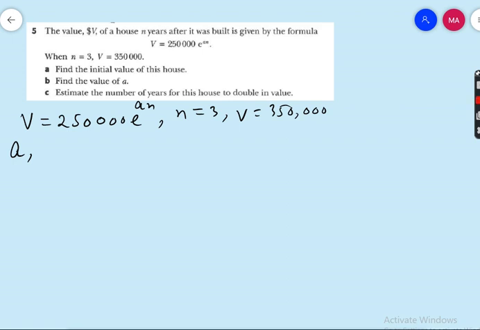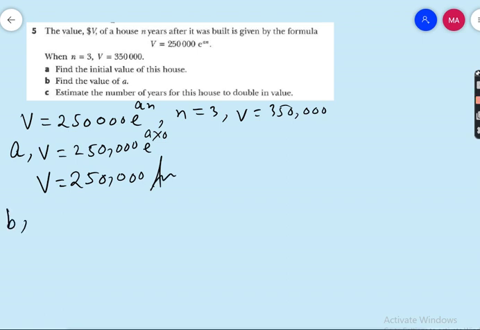Again, initial value means the number of years should be 0. So if we replace n by 0, a multiplied by 0, you will get 0, and e power 0 is 1. Therefore the initial value should be 250,000. This is the answer of part A. Part B. Find the value of a. Very easy.